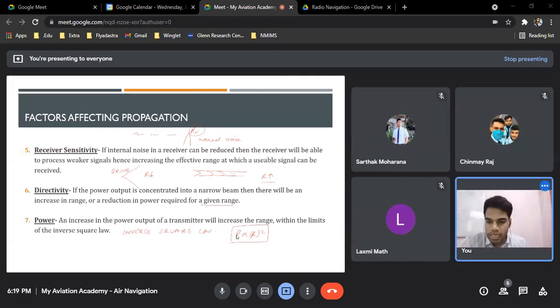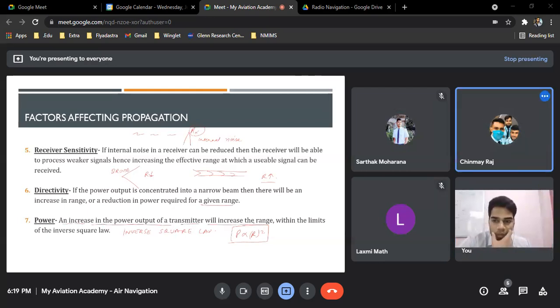An increase in the power output of a transmitter will increase the range. All right. If the power output is concentrated in a narrow beam, like this example, then there will be an increase in range or a reduction in power required for a given range.